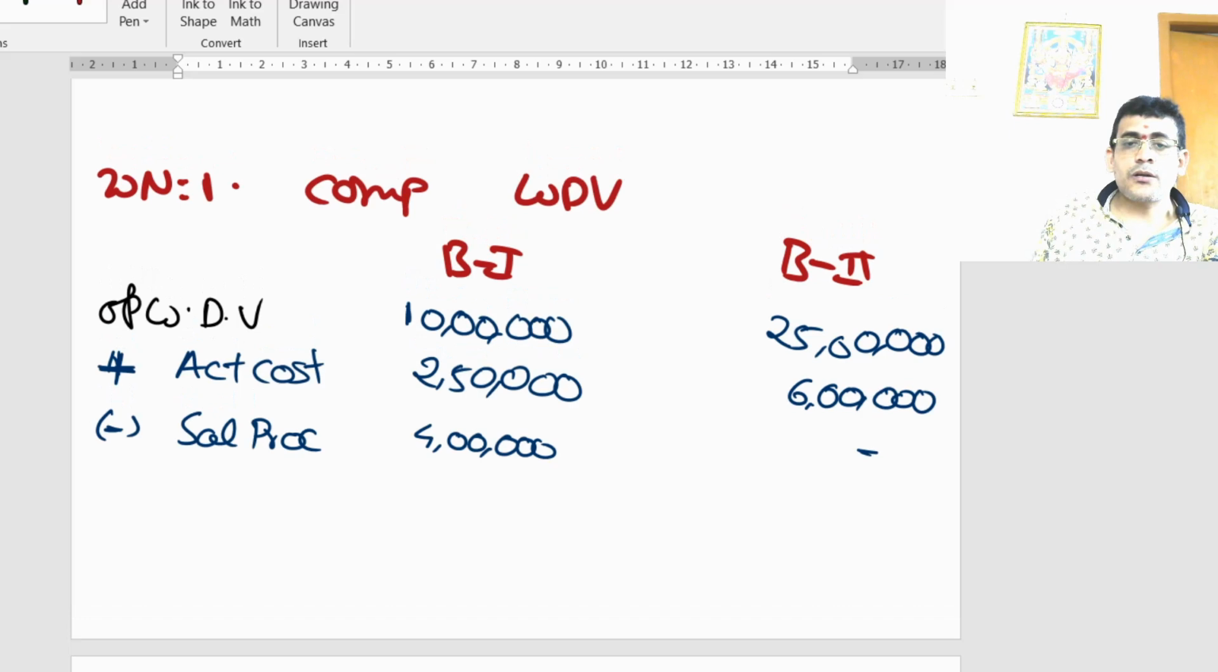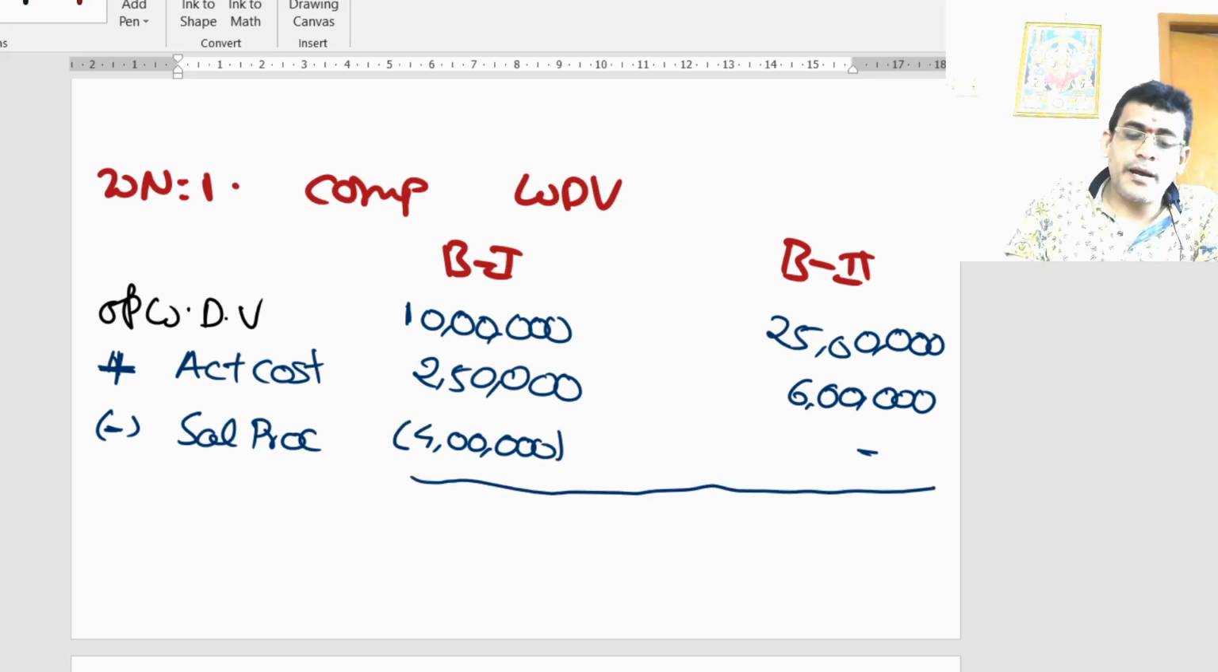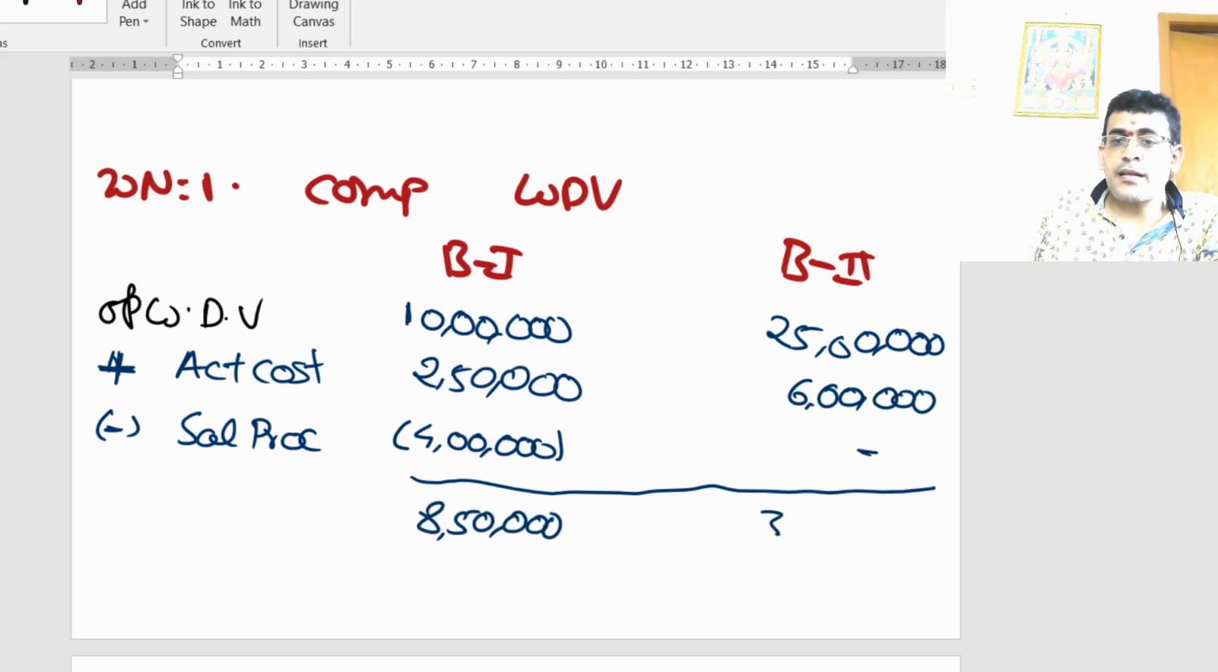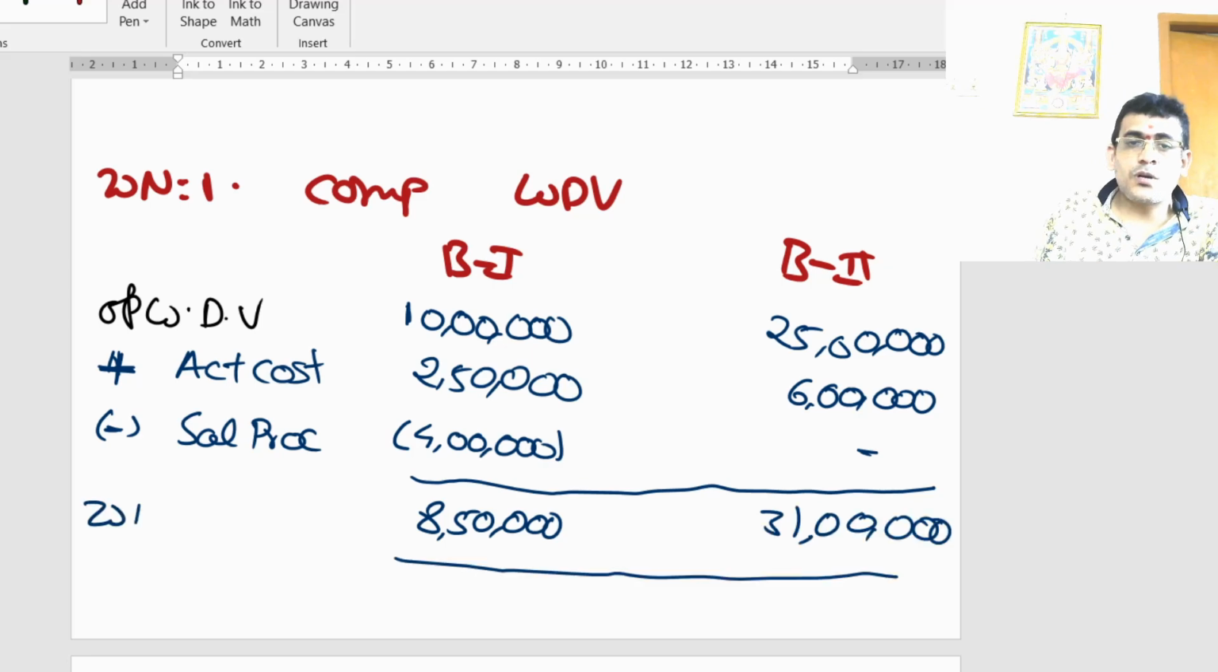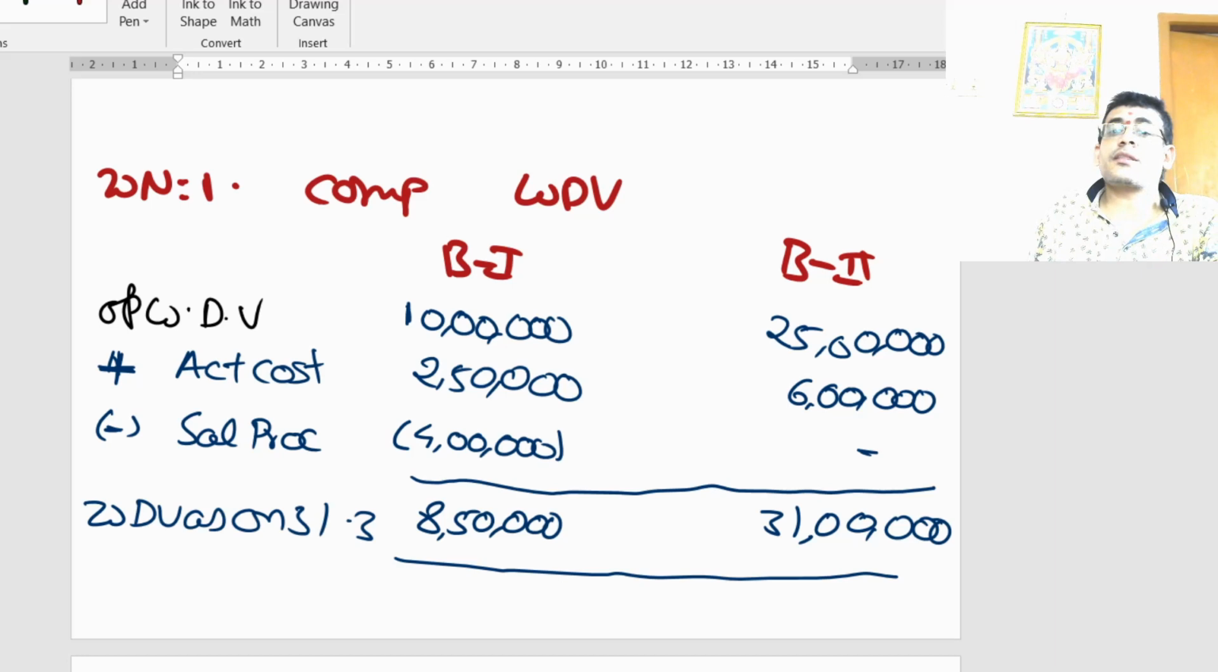So being this, let us put this in negative figure. So ultimately what? 10 lakhs plus 2,50,000 minus 4 lakhs, that is going to give you 8,50,000 as the value. So this is nothing but your closing WDV, and here 31 lakhs is nothing but your closing WDV. So we got the WDV as on 31st March. So WDV as on 31st March, either of 31st March 20 or 31st March 21, that depends upon the previous year which you have been considered.